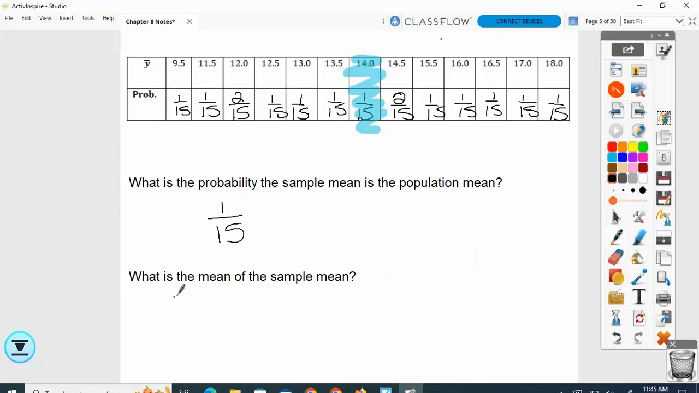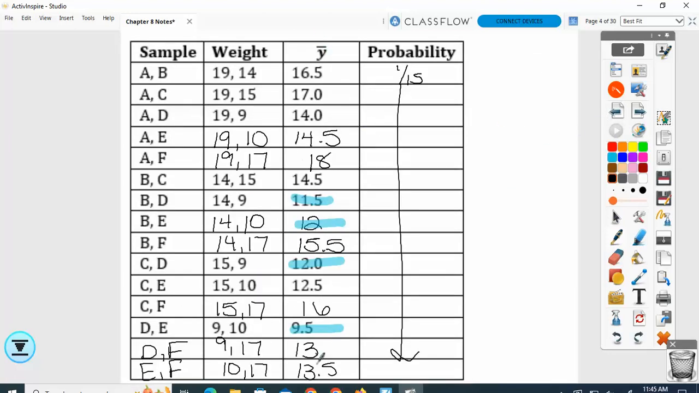Okay, so here's another question. What is the mean of the sample mean? Probably easiest to do it from this screen. Here were all of my means. So if I want to find the average of those means, what do I do? I'll add all of those and divide by 15. Let's see what we get.